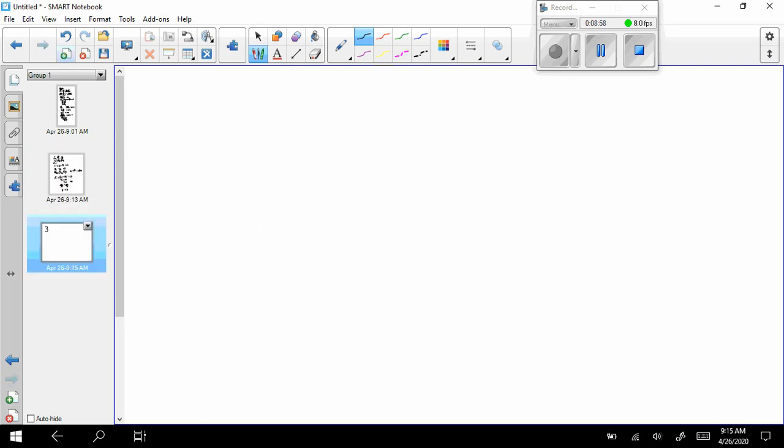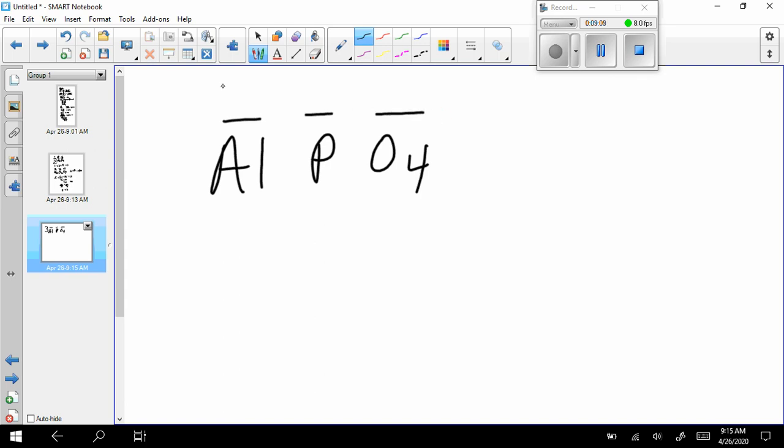All right, let's try another. AlPO4. Sorry, when I write it, I like to stretch them out so I have a little bit of room. There we go. I look up aluminum and it's a +3. I know oxygen is a -2, and I got to find P. So I have 1 Al, so that's 3. I only have 1 P, so I only have 1 X. 4 times 2 is 8. So -8 and 3 is 5. So that would be a 5.